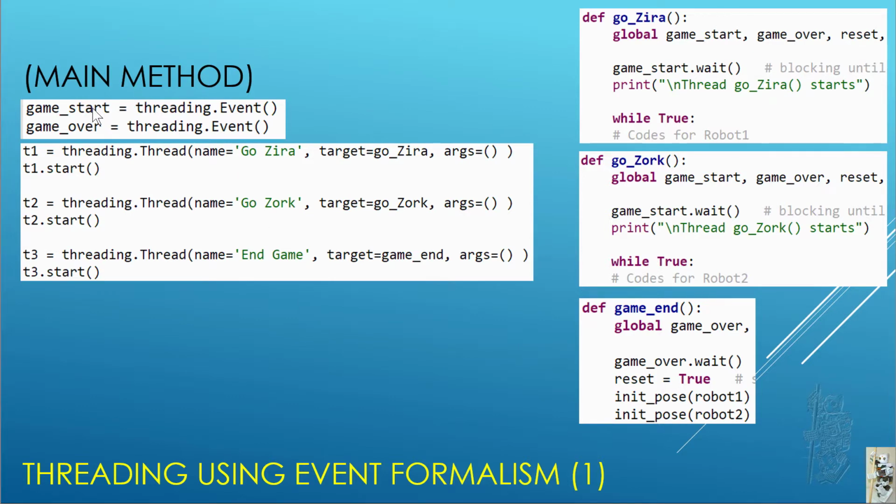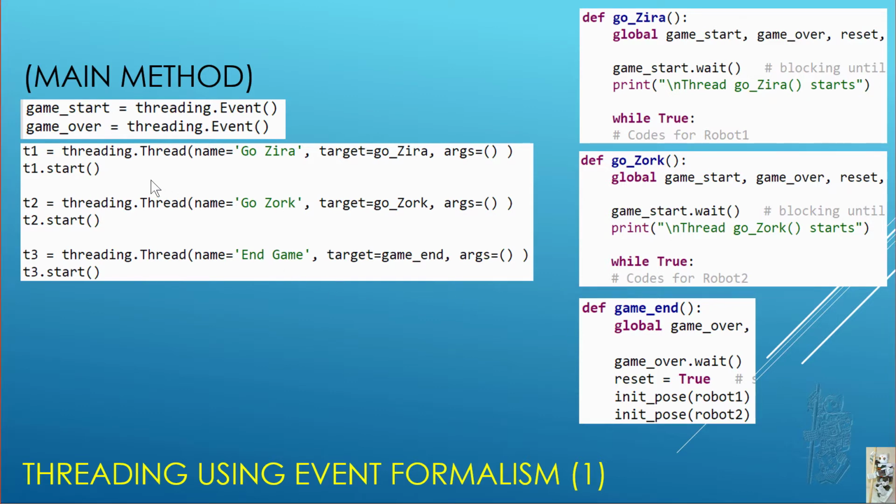In the main method, we have two events, game start and game over. And we define three threads. The first thread corresponds to the method go 0. The second thread corresponds to go zork. And the third thread corresponds to the game end method.